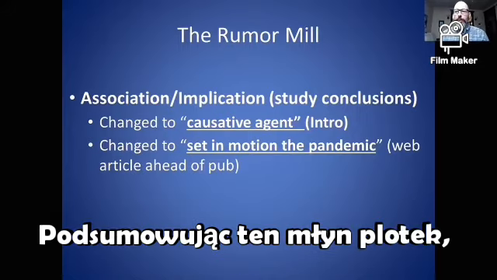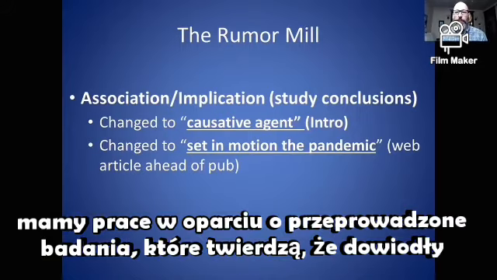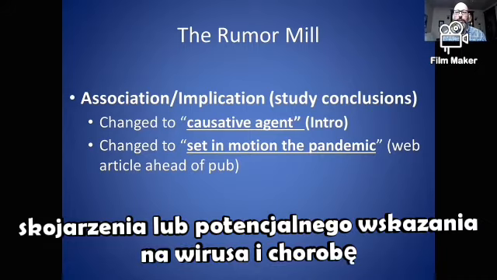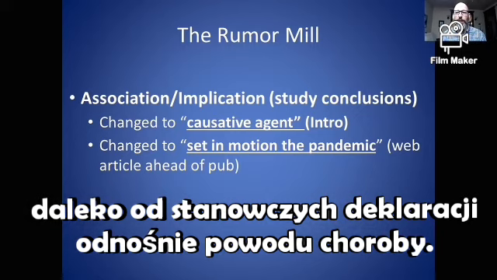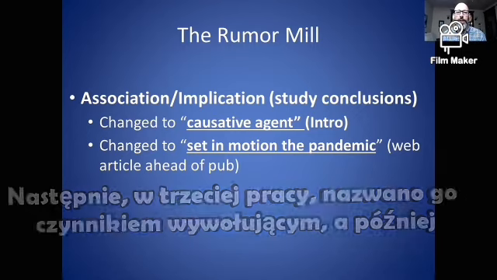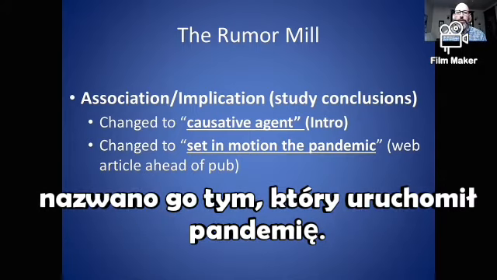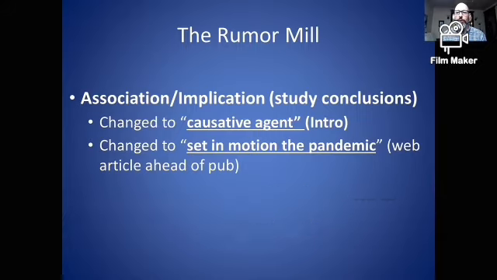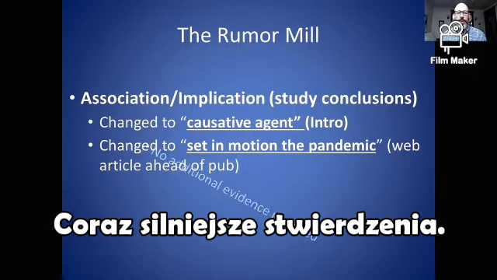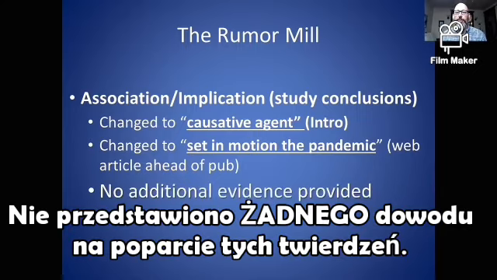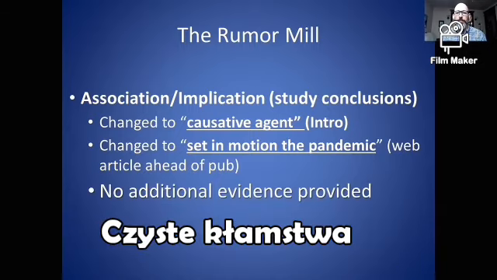Just to summarize the whole rumor mill thing, we have the papers that actually did the studies, and they claim that there's an association or an implication of the virus in the illness, far from any declarative statement about causation. Then in the third paper, it was changed to causative agent, and then it was changed to set in motion the pandemic. So, stronger and stronger statements, and no evidence was provided at all to back up those statements. Just flat out lies.